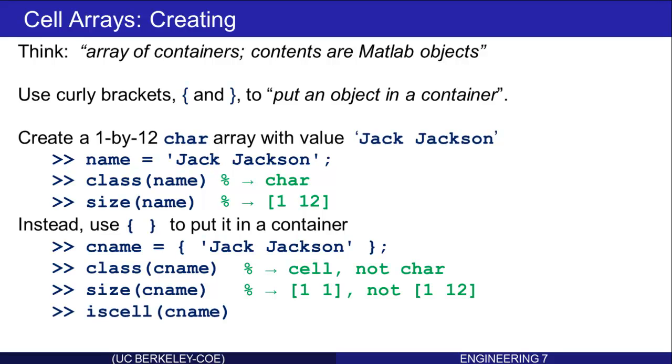IsCell returns a Boolean value, true or false, depending on whether the argument is a cell array. In this case, it is a cell array, and we get the Boolean value true. Conversely, if we try that on the variable name, which we know is actually a character array, we get the Boolean value false. Let's try this in Matlab.